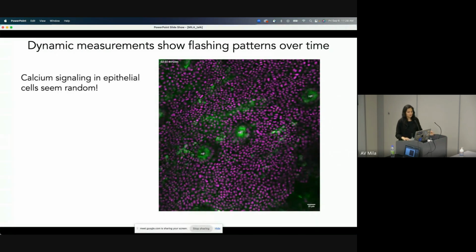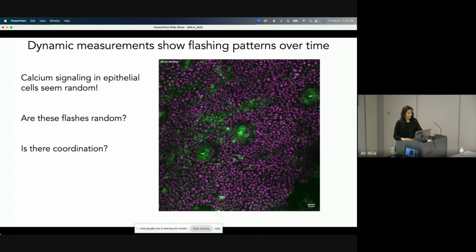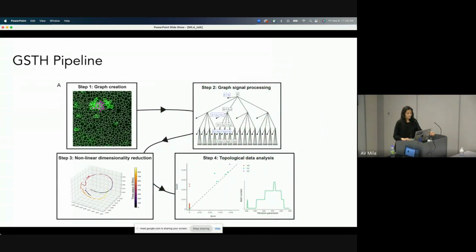So you might be wondering, is this random? You know, what's going on? Is there coordination? But what we can show is that we can represent these signals using geometric scattering, and then we can collect the scattering representation over time to create a trajectory. And then we can quantify that trajectory using topological data analysis. And these four steps are called geometric scattering trajectory homology.